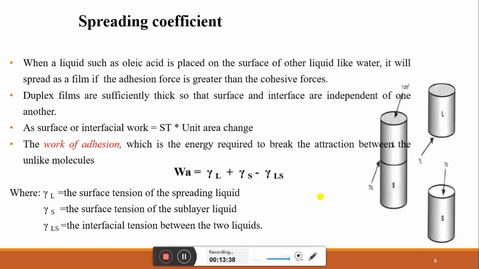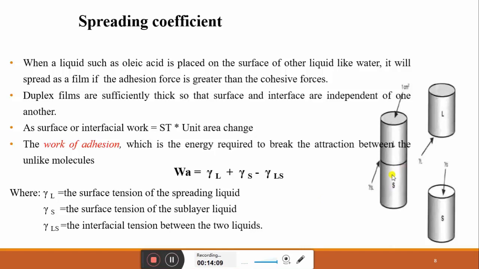As you know, surface and interfacial work is equal to surface tension multiplied by the change in unit area. That means W is equal to gamma into delta A. This portion is called the sublayer liquid. That means if we consider this is the water and this is the spreading liquid, denoted as L, for example oleic acid, then when the force of adhesion is greater between oleic acid and water, it will produce a duplex film.